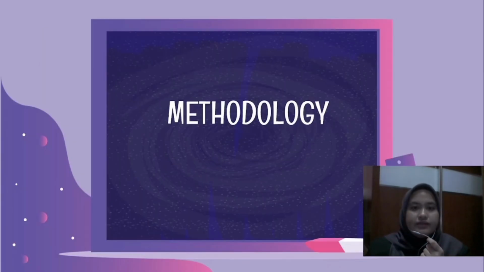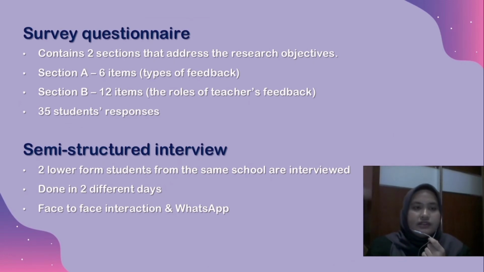Okay, and then for the methodology, the first methodology is survey questionnaire. The questionnaire contains two sections that address the research objectives. For section A, it contains 6 items, which is the types of feedback, and for section B, it contains 12 items, which is the roles of teachers' feedback. And 35 students have responded to this questionnaire.